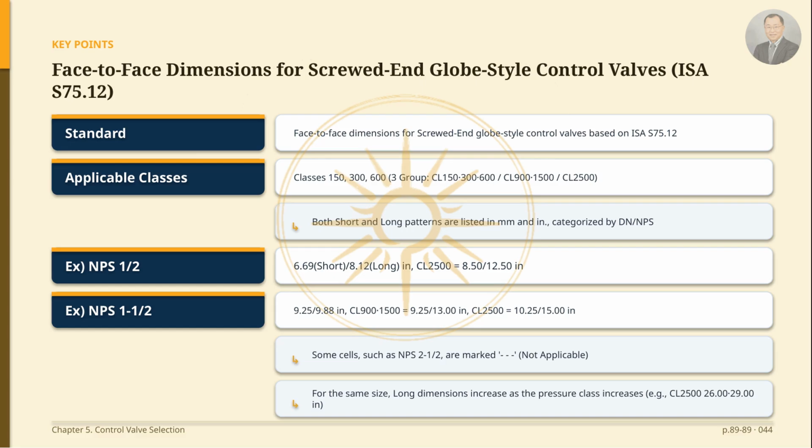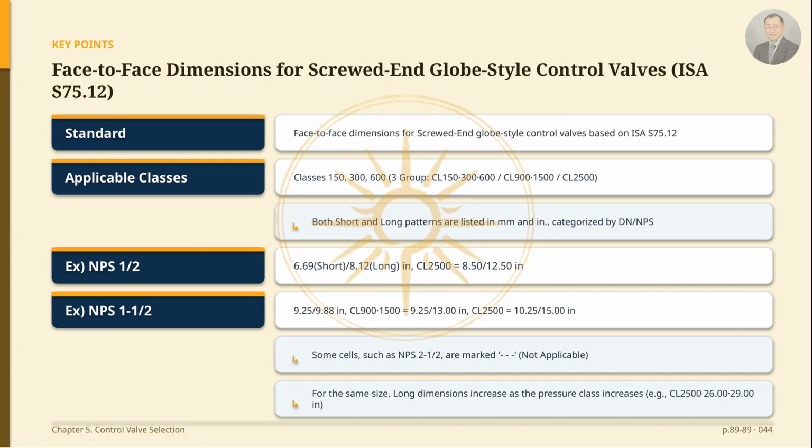I would like to introduce the face-to-face dimensions for screwed-end globe-style control valves. This table also follows the ISA S75.12 standard and applies to valves with screwed-end connections. The pressure classes are grouped as Class 150, 300, and 600, Class 900 and 1500, and Class 2500 separately. Each class has short and long patterns, with dimensions provided in both millimeters and inches. For example, for NPS 1/2 in, the short dimension is 6.69 inches, and the long is 8.2 inches.